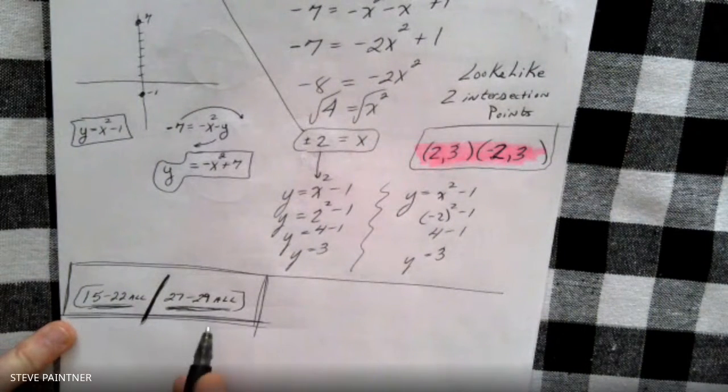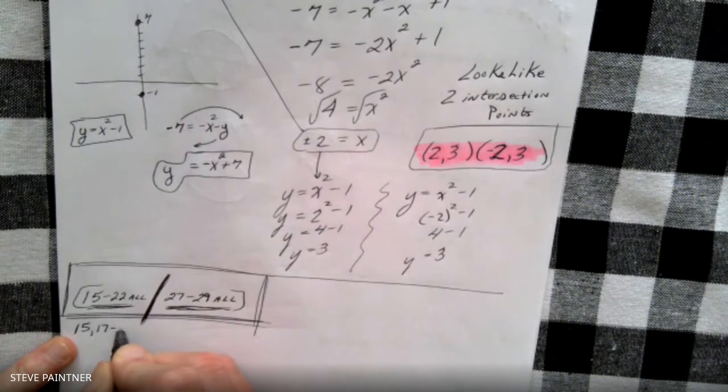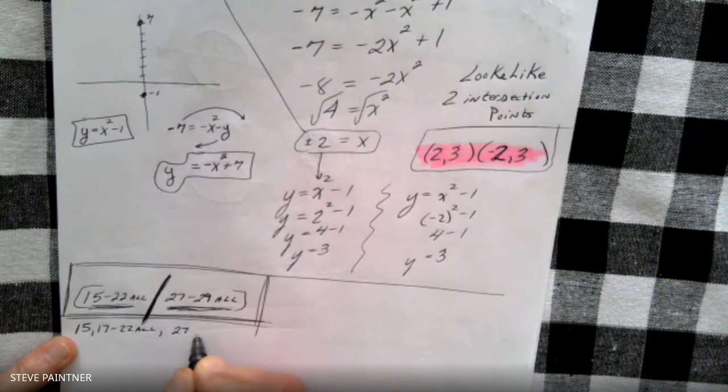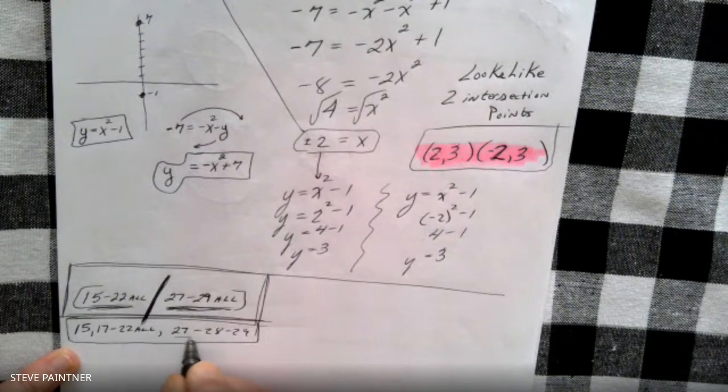15. Sorry, this is even wrong. Let's try that again. 15. We're not going to do 16. 17 to 22 all. Okay. And then try these three, 27, 28, 29. Okay. All right. And you will have some time in class to finish these three.